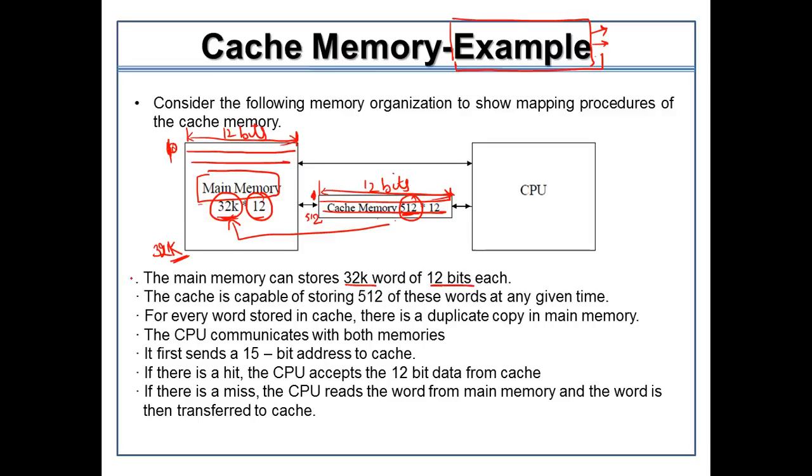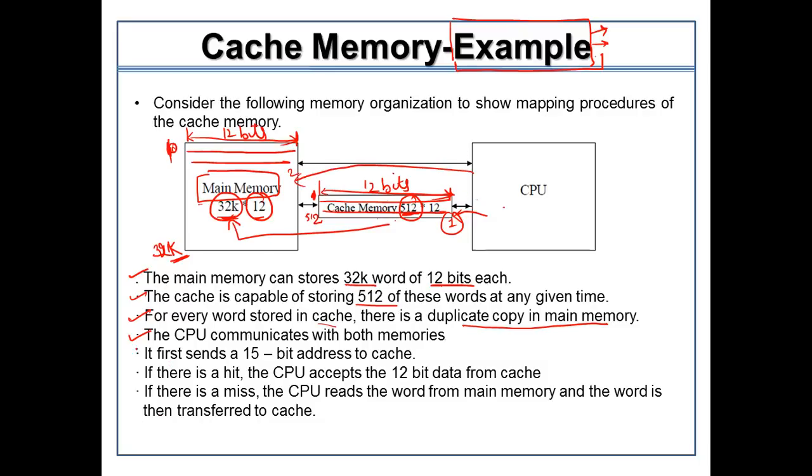So I have already told you, the cache memory is capable of storing 512 of these words at the given time, right? So for every word stored in the cache, there is a duplicate copy in the main memory. We know that. So the CPU communicates with both memories. This is also we are aware of. CPU will first of all talk to the cache memory. So if the data is present here, it is okay. If it is not, then CPU will further talk to the main memory.